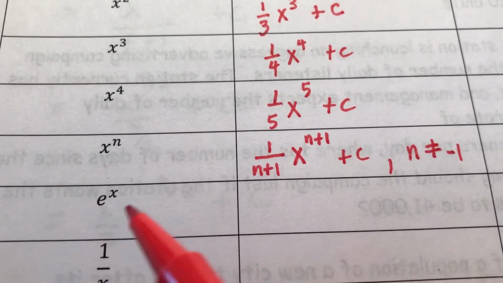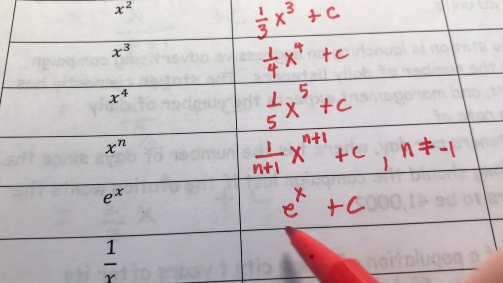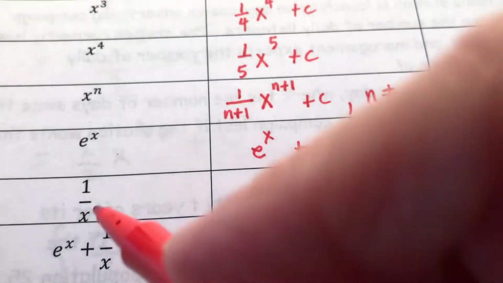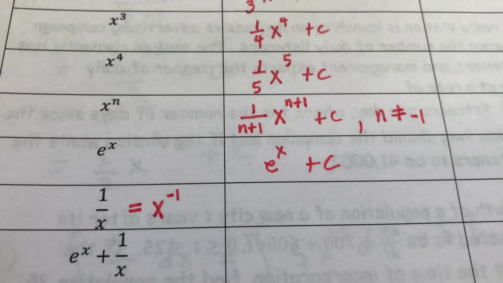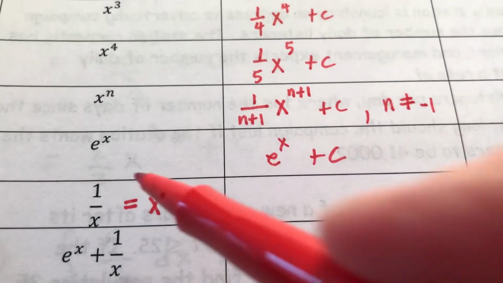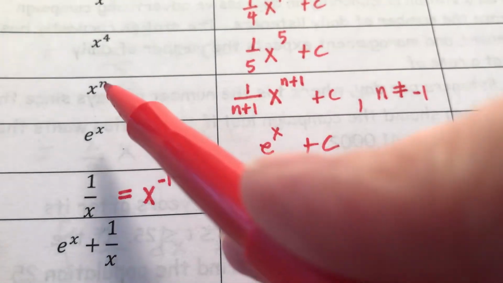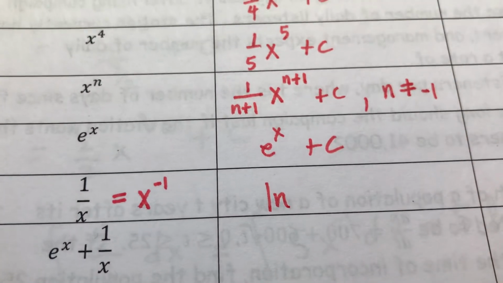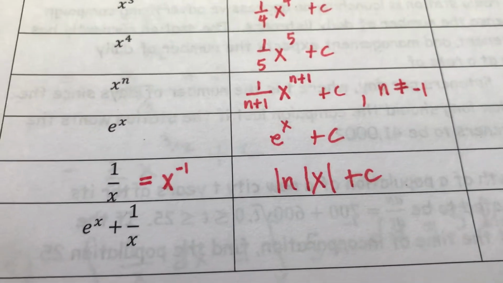All right, antiderivative of e to the x is itself plus c. If you take the derivative of that, you get e to the x. What about 1 over x? This, by the way, is x to the -1. And that is where you can't use this power rule. See, if your n is -1, you're in the ln situation, and we're going to use absolute value of x because that's kind of the law of the land.